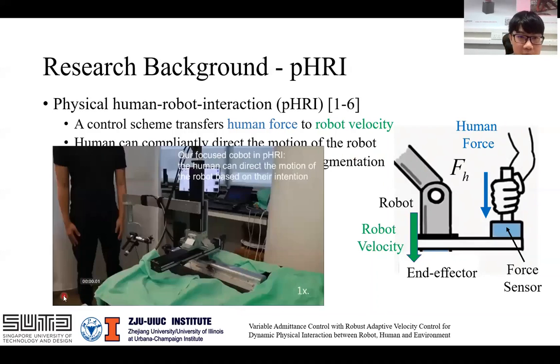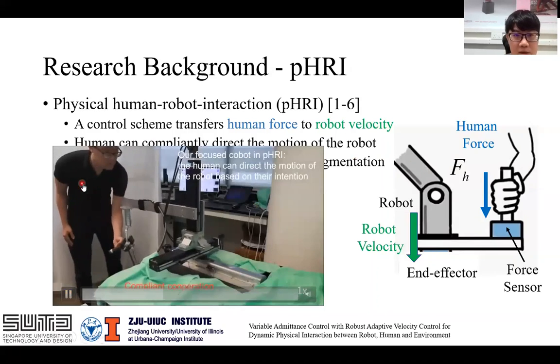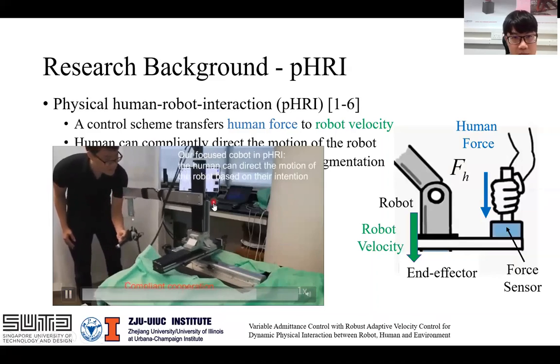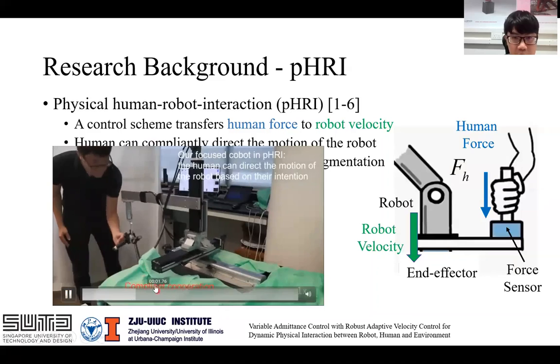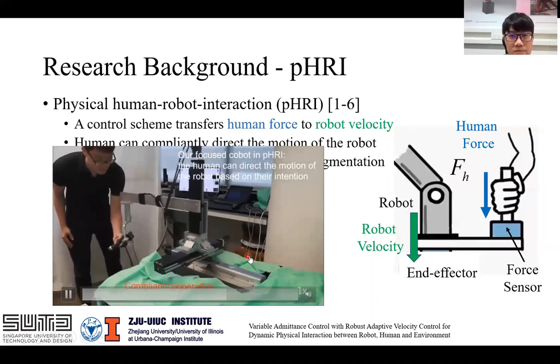So here's one of the examples. The human can guide the direction of the robot based on their experience and judgment, and normally the cooperation is compliant.